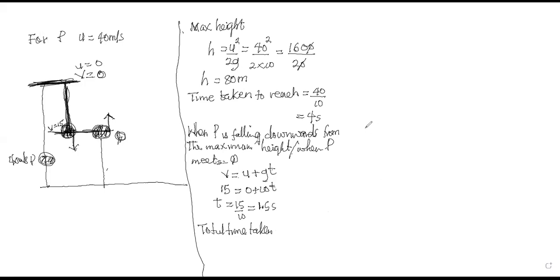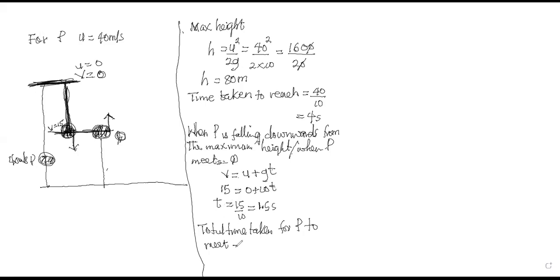Gideon, what's the total time taken for P? 5.5 seconds, for P to meet Q. Exactly. So class, it is equal to 4 seconds taken to reach the maximum height plus 1.5 seconds taken to move from the maximum height to meet Q.